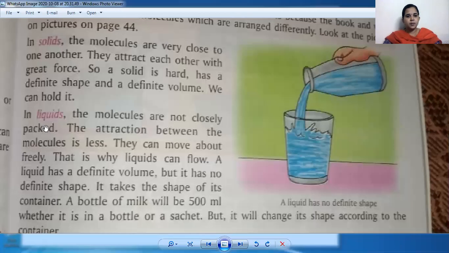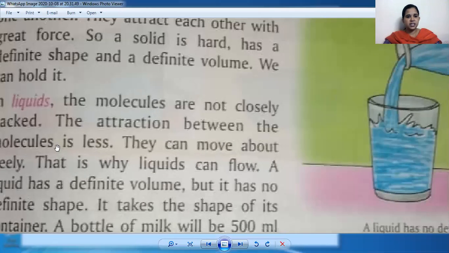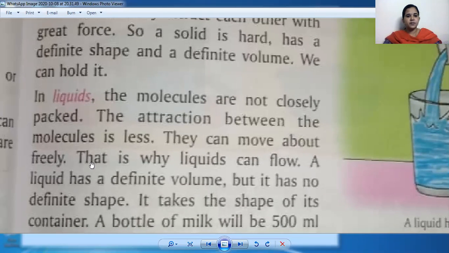The molecules are not closely packed. The attraction between the molecules is less. They can move about freely. That is why liquids can flow. A liquid has a definite volume, but it has no definite shape.